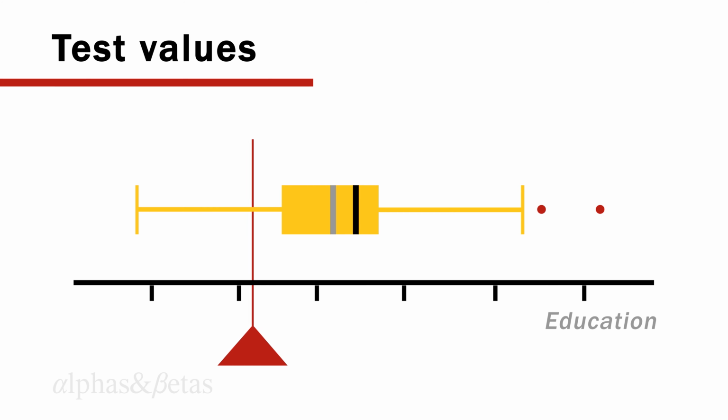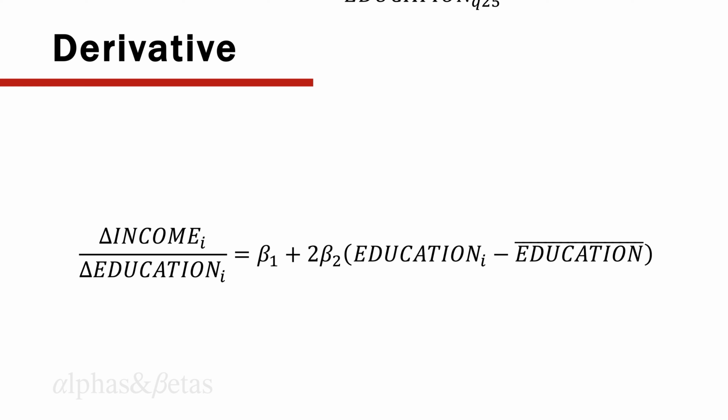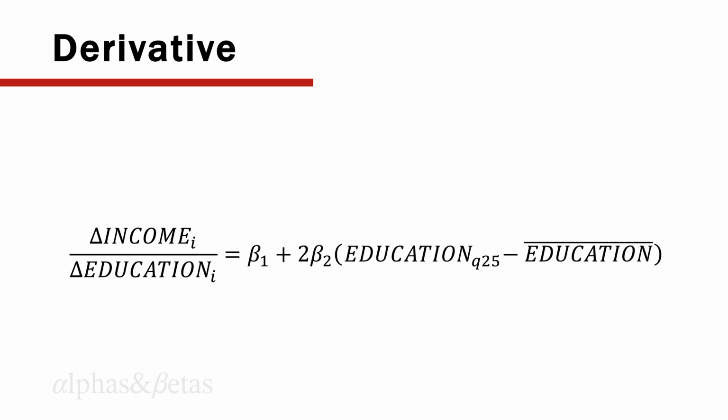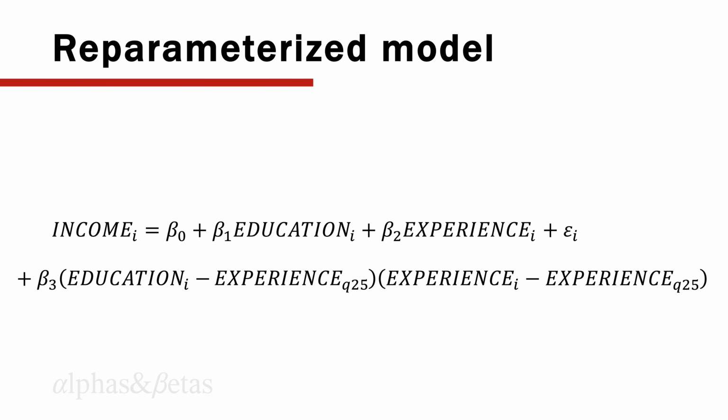Often, we're interested in the average effect. However, sometimes you may want to know the effect at specific values. For instance, you might be interested in understanding the effect for a person at the top quartile of education, which places them in the top 25%. In such cases, you'd substitute the top quartile value into the derivative formula. Similarly, during reparameterization, you can use the top quartile value instead of the average.